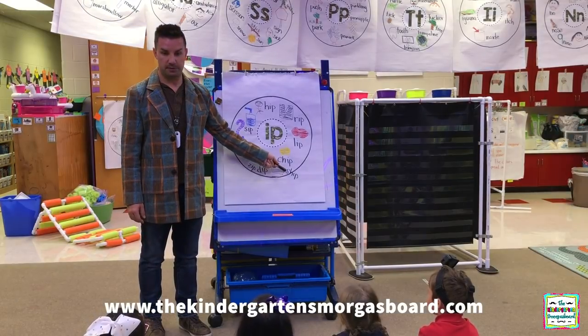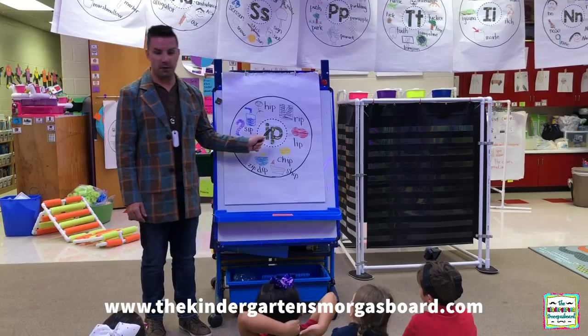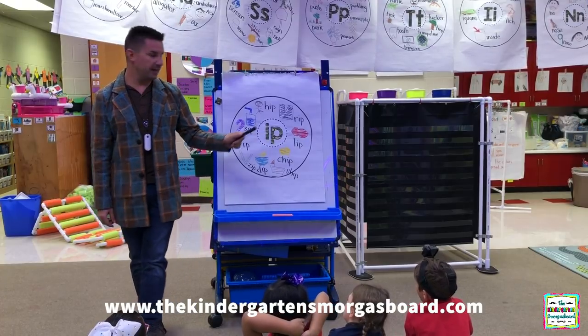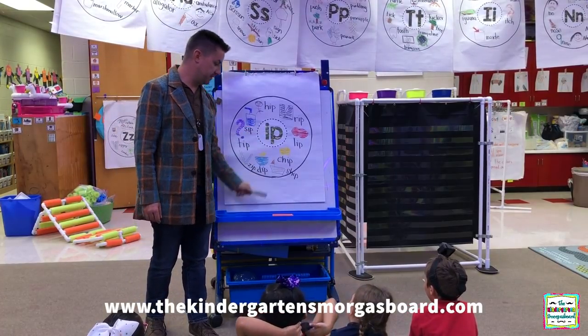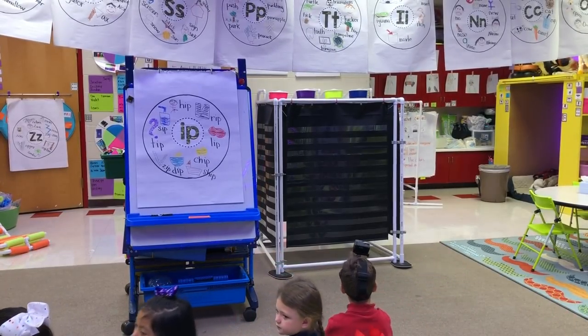Ship. Good. And what's our word family? Ip. What's our word family? Ip. And how do we spell ip? I-P. Very good. Give yourselves a firecracker. Woo! Very good. Excellent job.